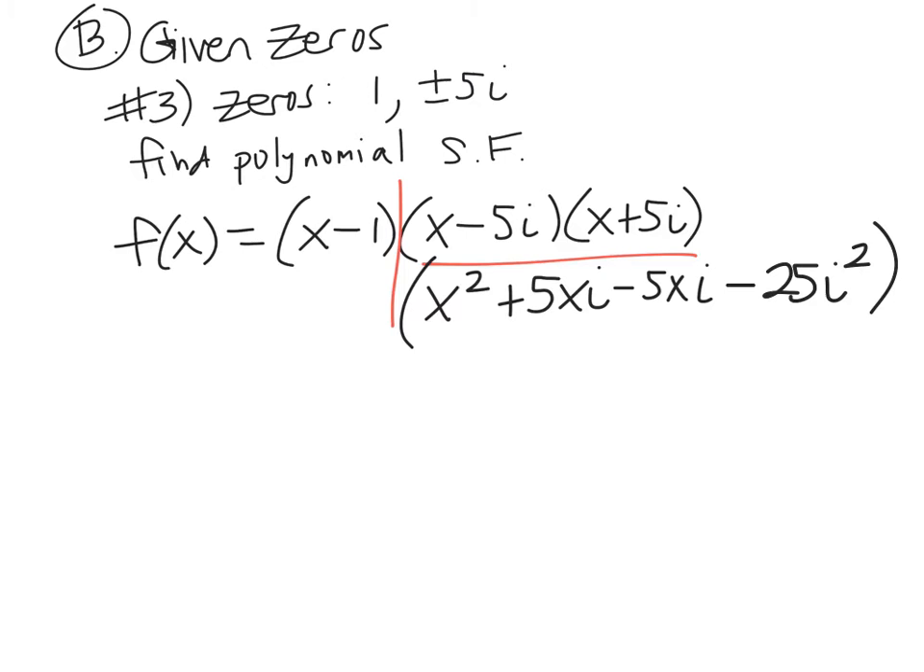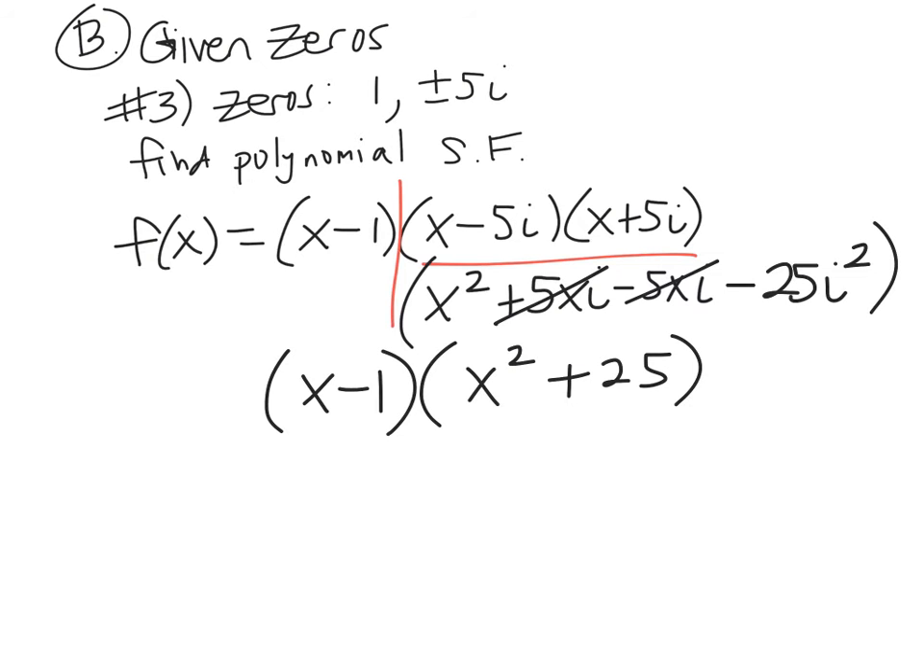All right, so let's go ahead and simplify this. Let's fix it up. I've got x squared. The 5xi and the negative 5xi cancel. And then what is negative 25i squared? Yes, it's positive 25. Remember, i squared is negative 1. Negative 1 times negative 25. And then we're going to take that and multiply it times x minus 1. And you see how this right here, this x squared plus 25, this is how it factors. x plus 5i and x minus 5i.